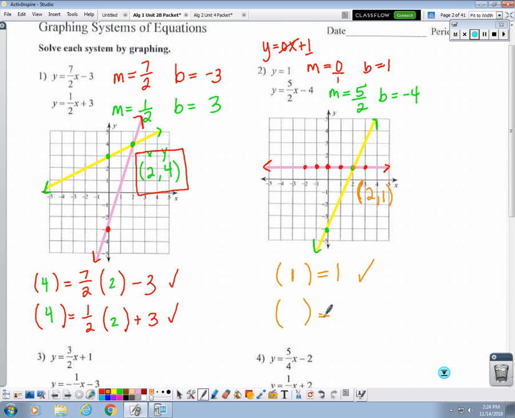Now let's talk about this one. Y equals 5 over 2x minus 4. Well, what do I plug in for y? 1, because that's the y value of my solution. What do we plug in for x? Correct, because that's the x value of my solution. Now I want you to type in 5 over 2 times 2 minus 4 and see if the calculator says it equals 1.